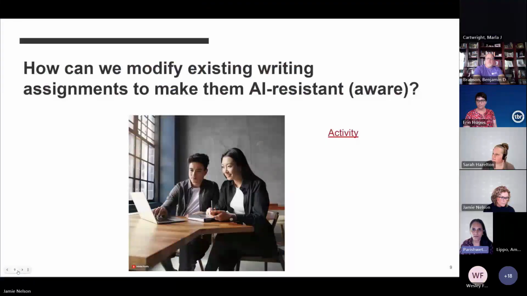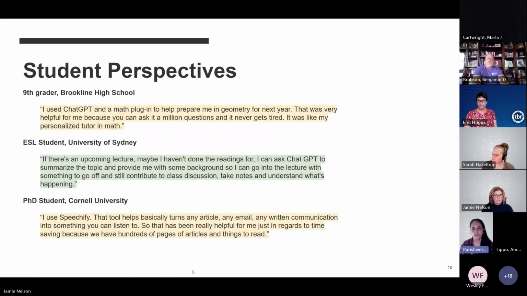What we are going to do next is synthesize some testimonials. We looked for student testimonials on how they are already using AI in their learning process. I would love to say these are from Tennessee. They are not, but that's why we have you guys, and we would love to hear from you what your students are telling you if you have had that conversation with them.